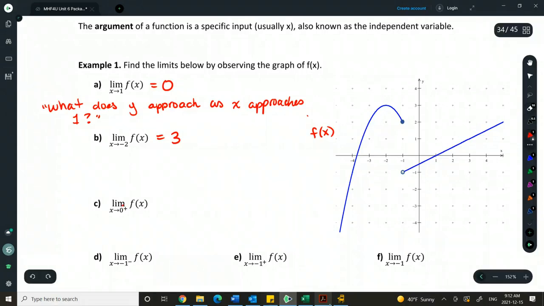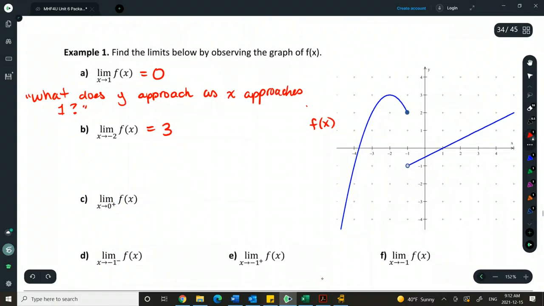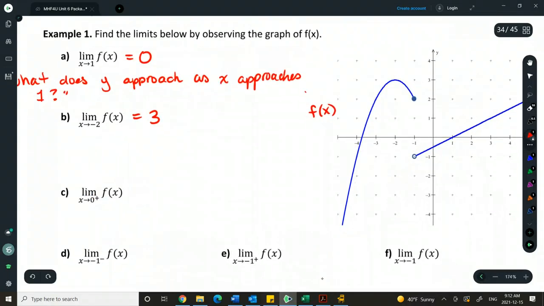Now we have this little plus. And when you see that, it looks kind of like an exponent. It's not really an exponent. We can't have an exponent of a plus or a minus. But it is a notation when we evaluate limits. And the plus means from the right. If you saw a negative up in the exponent area as a superscript, that would mean from the left. Okay? So x approaches 0 from the right.